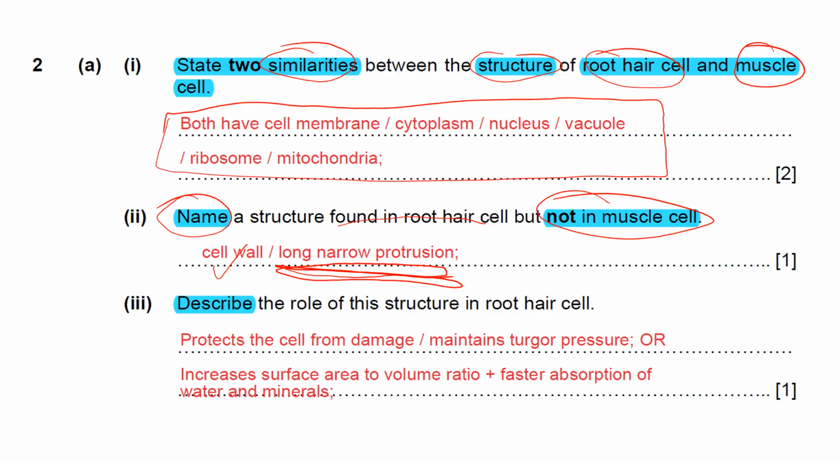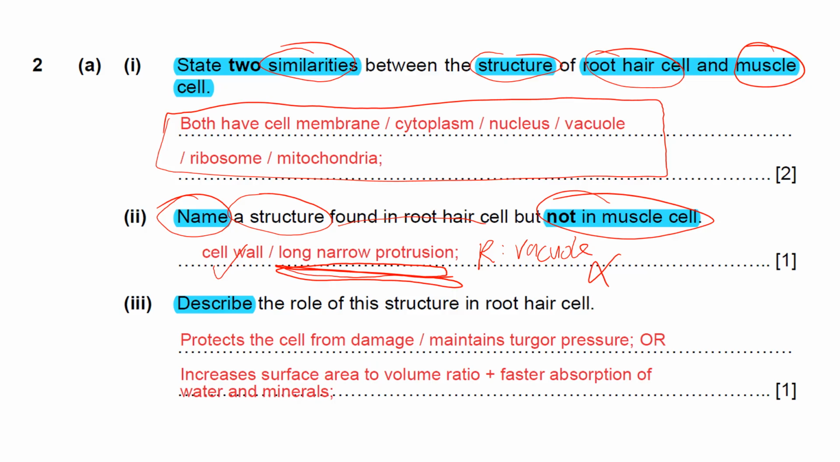These two can. However, you cannot talk about vacuole. Okay, reject vacuole. Why? Because animal cells also have vacuoles. So you are not asking about the shape or the description of the vacuole. The question is just asking about a structure. So it is best not to talk about vacuole because both cells also have vacuoles. Okay, so we only accept cell wall or the shape, which is long, narrow protrusion.